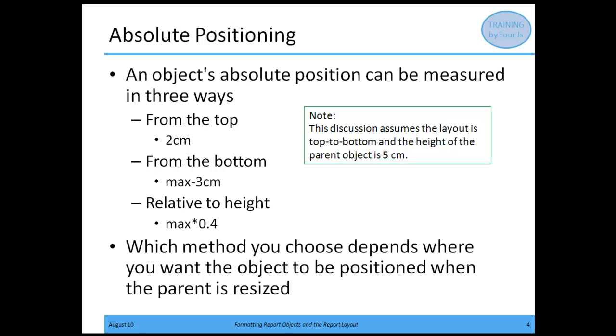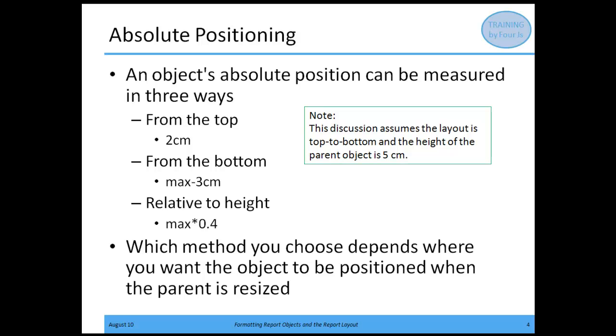If you're absolute positioning an object, it can be measured in three ways. It can either be measured from the top down, for example, 2 centimeters. It can be measured from the bottom up. For our discussion here, we're assuming a square that's 5 centimeters by 5 centimeters, and that the layout is top to bottom. So if we're going from the top down and we put in the y-axis as 2 centimeters, it's going to drop it down 2 centimeters. If we instead specify for that y property max minus 3, that means it's going to go to the bottom of the object and then go up 3 centimeters. Now, since our object is 5 centimeters high, that's still going to place it in that same position of 2 centimeters down from the top.